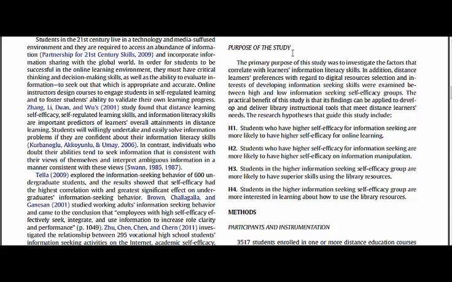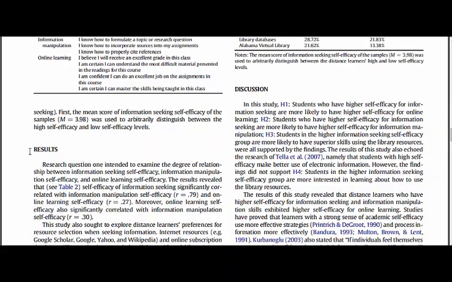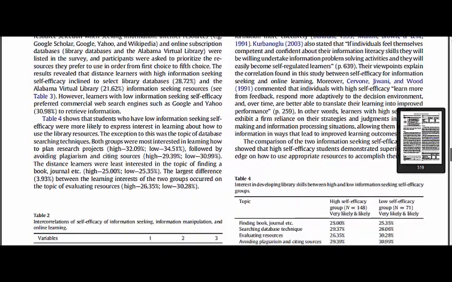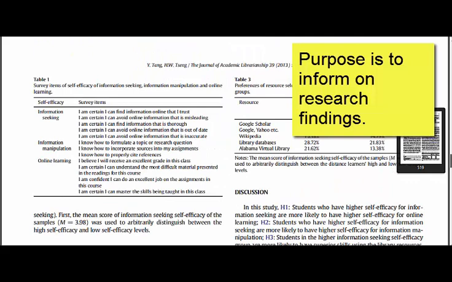As you can see here, the purpose is indicated and also given the background and the results, which are the findings. Readers who are engaged in distance learning themselves will be encouraged to develop and increase their information literacy skills. We can summarize our observations by stating that the purpose of this article is to inform the reader about the research findings, which is typical of scholarly writing. A rating of 9 out of 10 is given for this criteria.